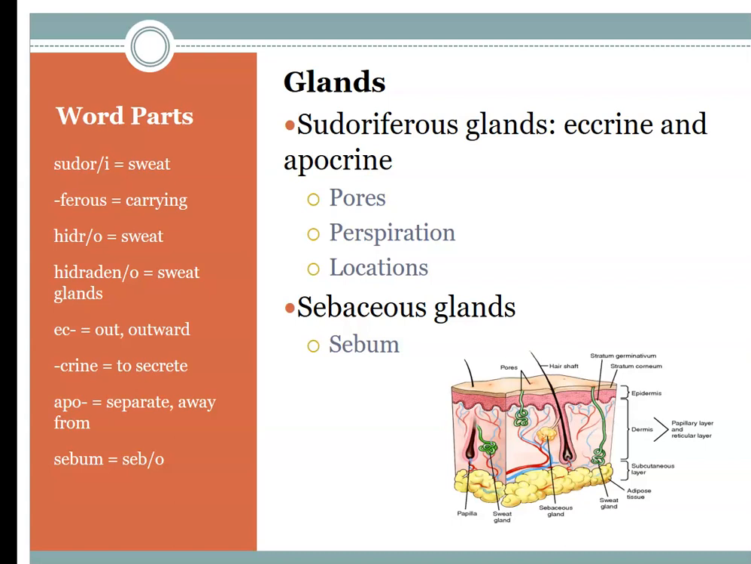Sebaceous glands secrete an oily substance termed sebum, which serves to lubricate the hair and the skin. Its acidic nature helps inhibit the growth of bacteria. Note that the combining form is not tricky. It's simply sebo. So over on your word parts, you've got sudor equals sweat, ferous equals carrying, hidro equals sweat, hidradeno is sweat glands, ec equals out or outwards, crin to secrete, apo is separate away from, and sebum equals sebo.